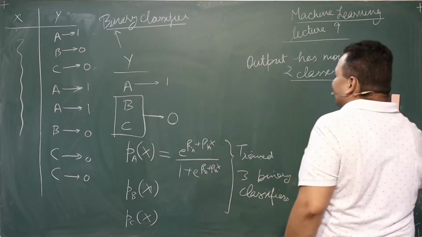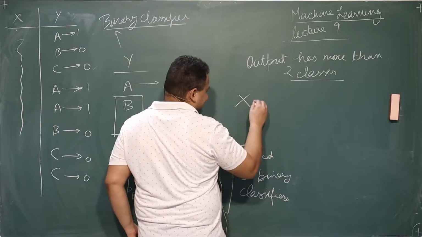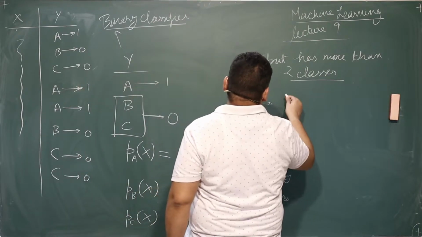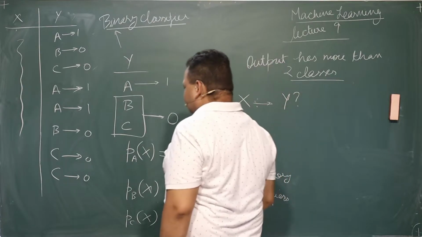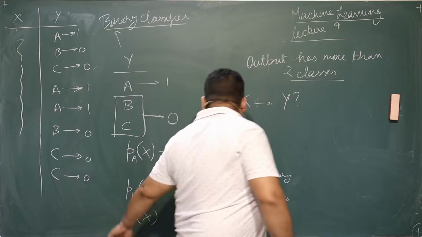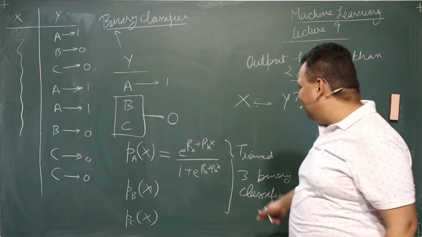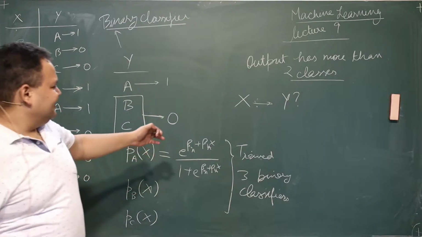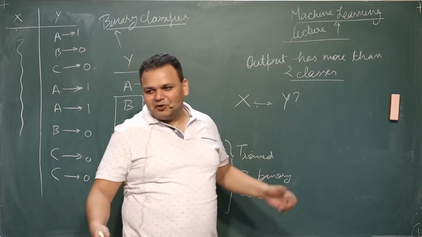Now let us say you get an unknown quantity x. You know x, but you do not know what is the y corresponding to this. You need to find that out. How will you do that? After this training has been done, how are you going to assign A, B, or C to a particular input?